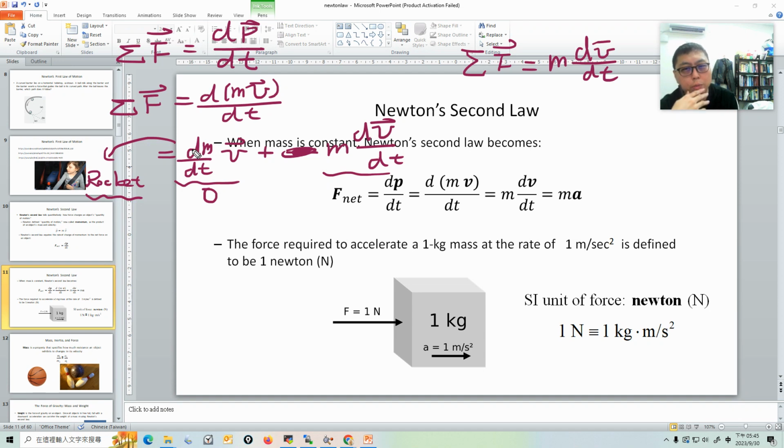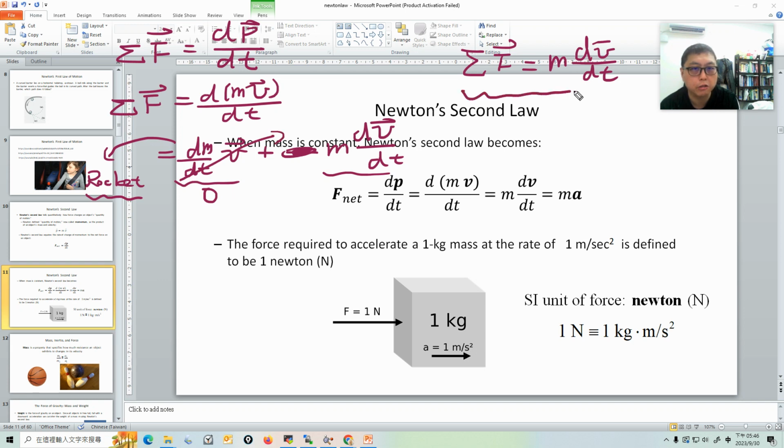But we will not talk about the rocket problem in this course. I just mention to you that in some difficult problems, mass is a function of time. Maybe in some fluid dynamics, mass is a function of time. But for this course, the mass is not a function of time.